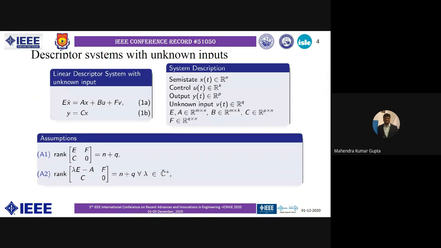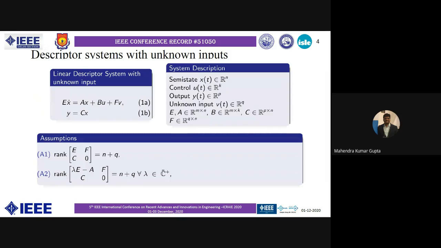Now, this is the abstract form of linear descriptor system with unknown input. It is given by system 1. So there are two parts of the system. One is 1A and second one is 1B. So the 1A is called dynamical part and 1B is called output part.